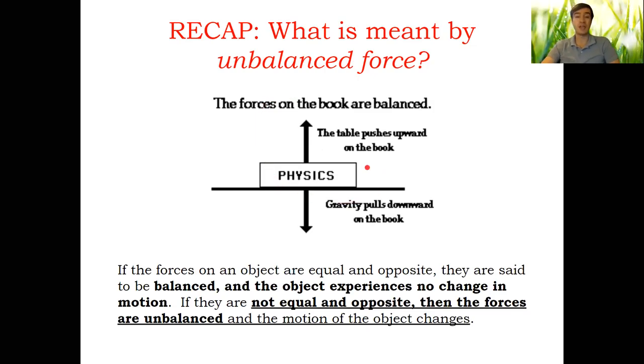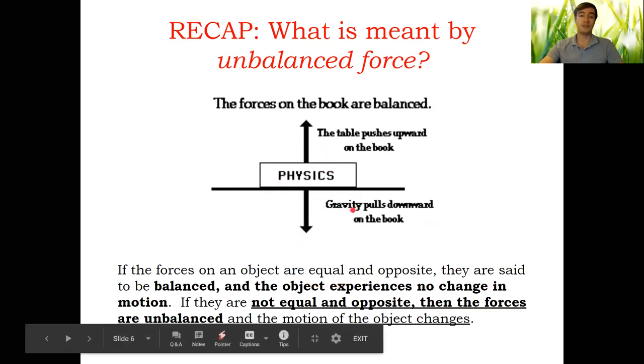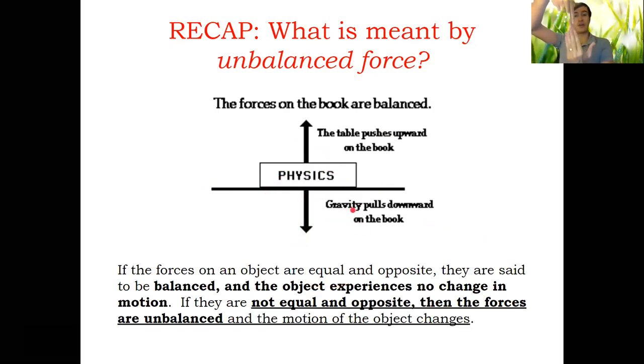So in physics, we would say the table is exerting an upward force on the book. It's not like actively pushing or pulling it, but it's forcing the book to not fall to the ground, if you want to think of it that way. So in this case, these forces are completely balanced. The force that the table is exerting on the book to keep it in place is exactly equal to the force exerted by the book on the table by gravity to go down. So they are completely balanced, equaled out.